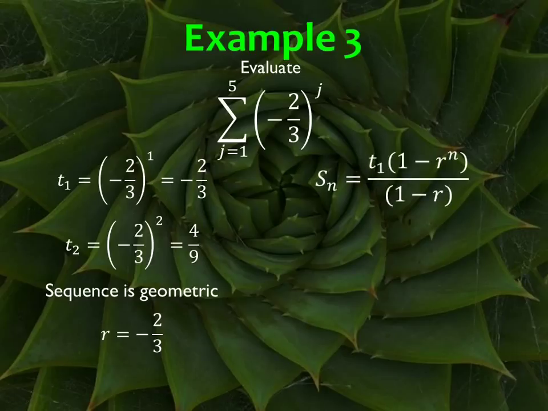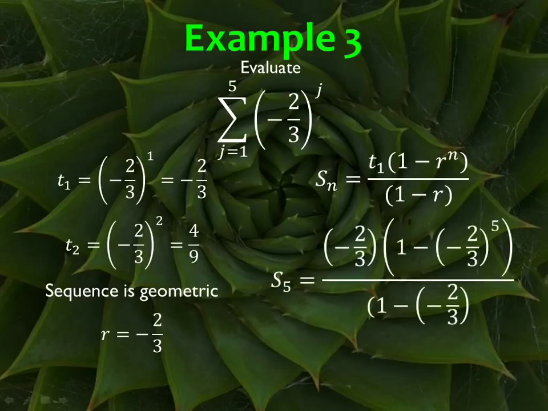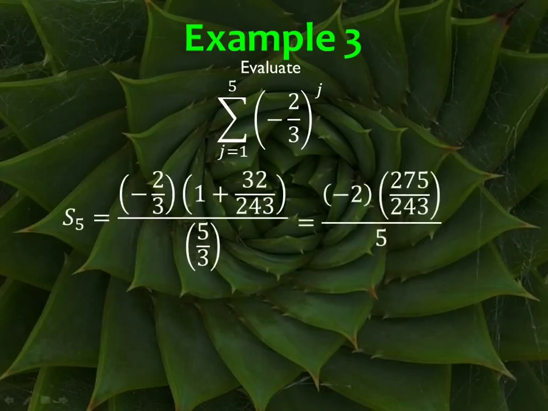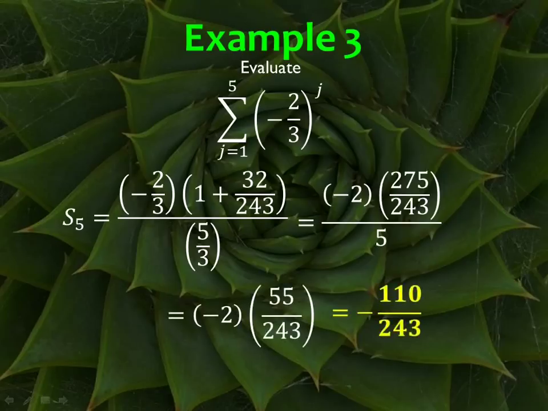Now, unlike in the arithmetic series, you don't need to know what the last term is. You only need to know the first term and the ratio. So the first term is negative 2/3. The ratio is negative 2/3. And the n value is 5, the first 5 terms. Now, this looks kind of intimidating. If you want to simplify it as a fraction, you can. But if you want to express it as a repeating decimal, that's okay too.